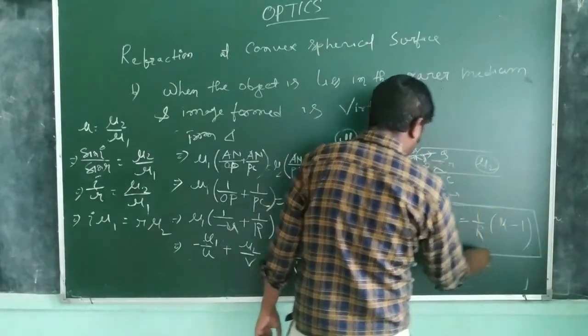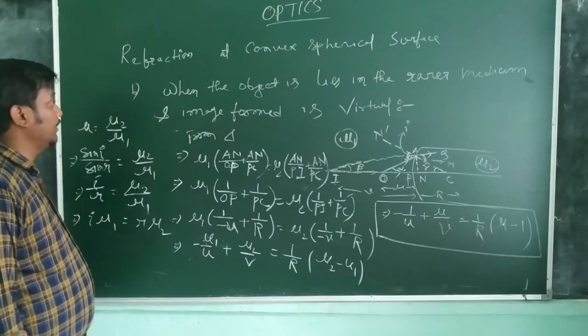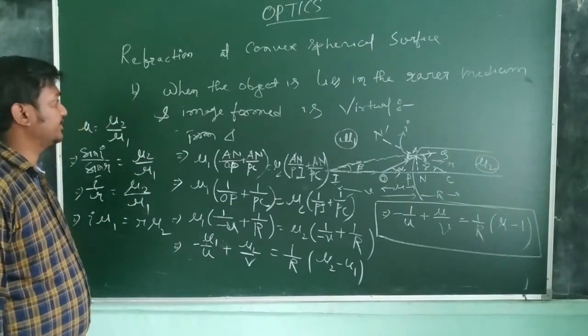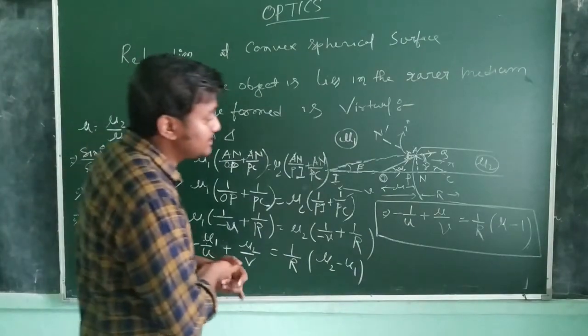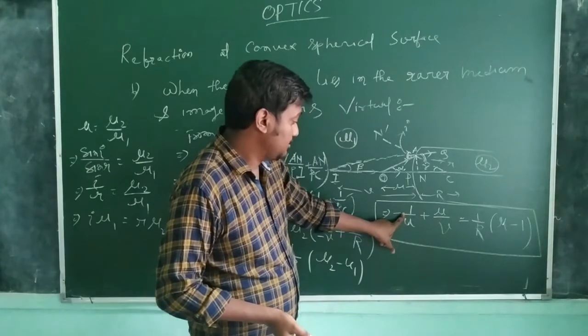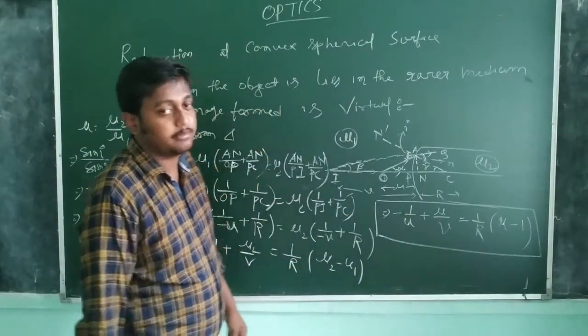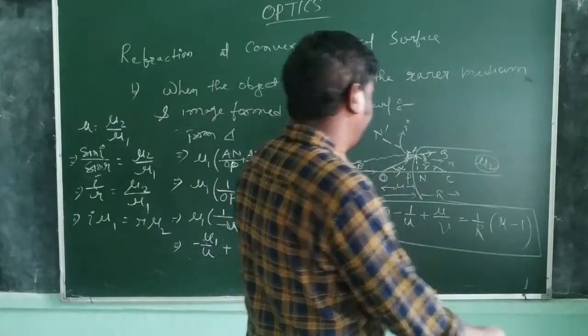This is the equation for refraction through a convex spherical surface when the object lies in the rarer medium and the image formed is virtual. It is the same as the previous one: minus 1 by u plus mu by v equals 1 by R into mu minus 1.